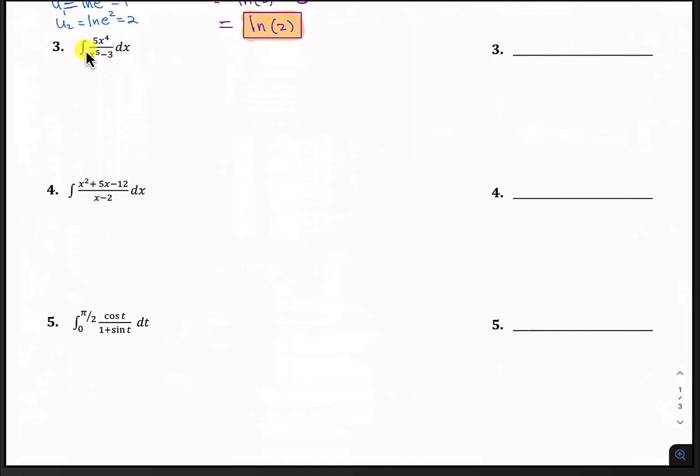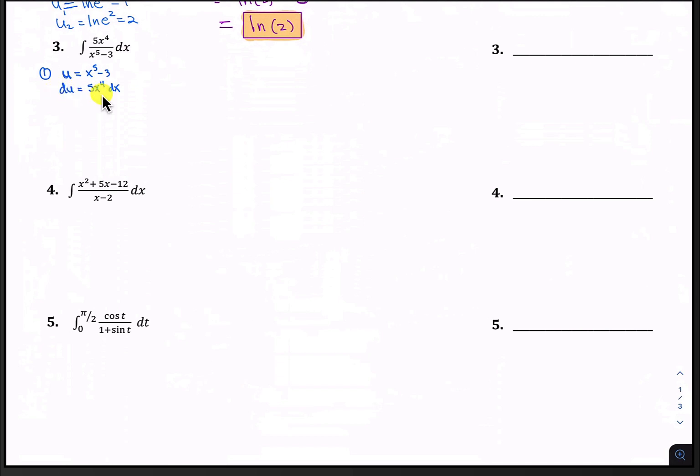Number 3, the integral of 5x to the 4th over x to the 5th minus 3 dx. Here in section 1, we're going to use u substitution, where u is x to the 5th minus 3. Then du, which is this derivative, is 5x to the 4th dx. And we have 5x to the 4th dx in the original problem, so we don't need to multiply this by anything.